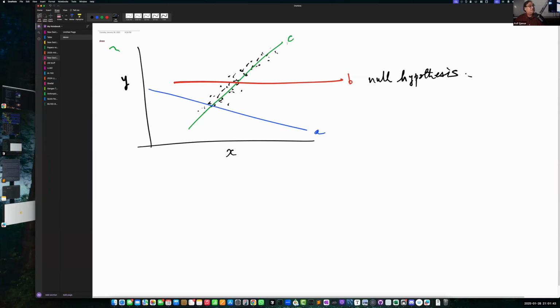A is even worse. You're making a hypothesis that the more the temperature rises, the less ice cream you'll sell, right? And it doesn't. So now, what is the intuition that makes C right? Why did you pick C? The intuition that you picked was C is closest to the data, isn't it? C is closest to the data.